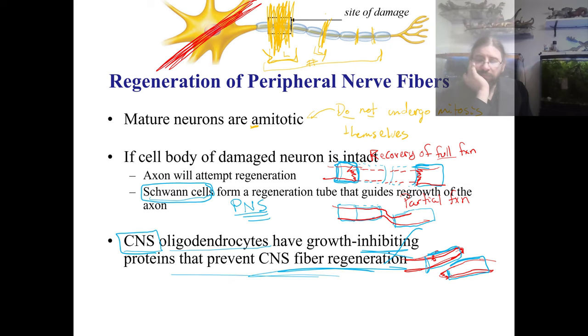There's a number of reasons this could happen. It doesn't sound evolutionarily adaptive to inhibit fiber regeneration, but if you think about it, there are a lot of opportunities to reconnect to the wrong circuit, right? If you regenerate, you could potentially cross circuits, and you could mess with the different circuits there.